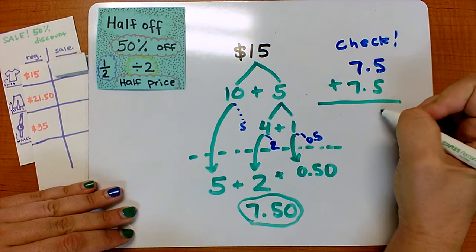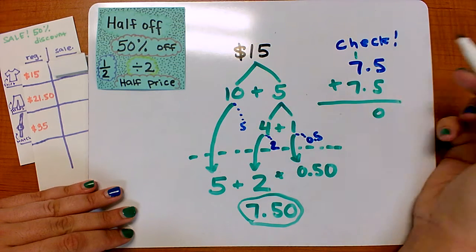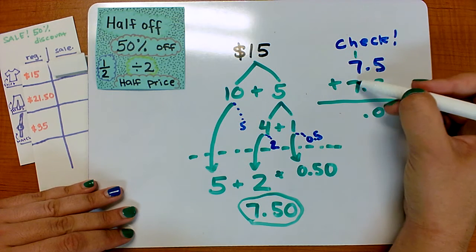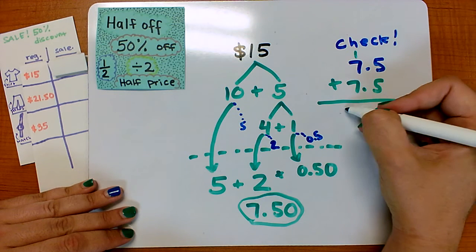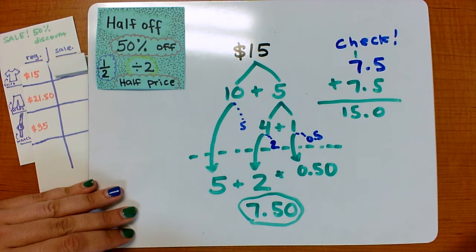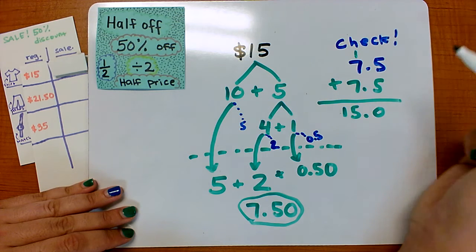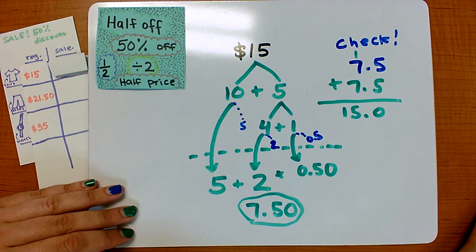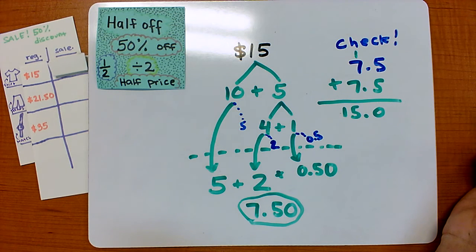Here we go. 5 plus 5 is 10. Carry the 1. My decimal point maintains its spot. 7 plus 7 is 14 plus 1. Aha! Is 15. 15.0, $15. Those are the same amount. I found half correctly. I'm going to record it and get started on the next one.